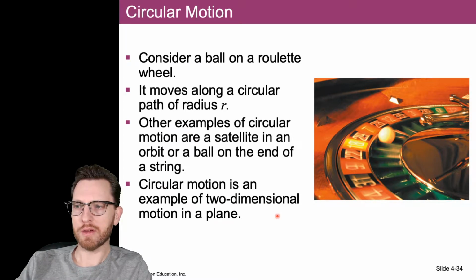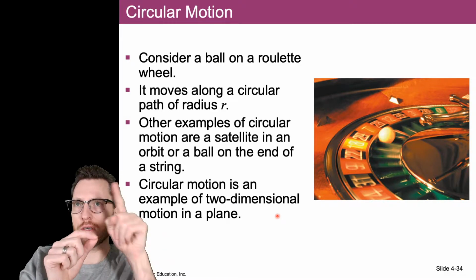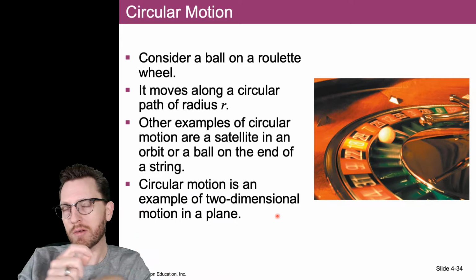Circular motion is another example of two-dimensional motion, motion in a plane. I can't use a single direction to define an object that's moving around in a circle.